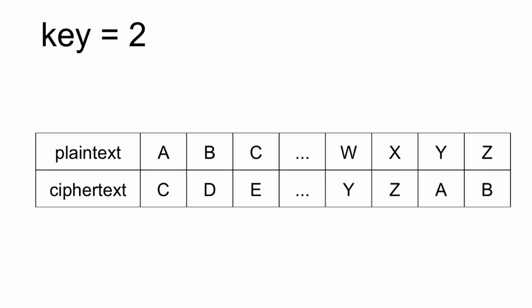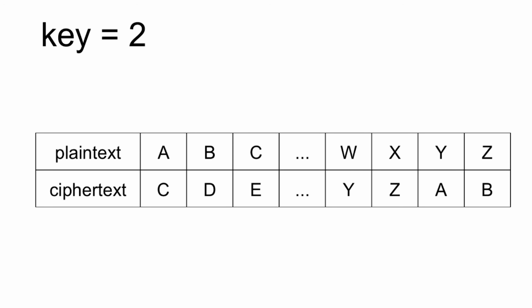So let's start with an example. Say you wanted to encode the entire alphabet with a key of 2. Well, your entire alphabet would just be shifted 2 letters. So A would encode to C, B to D, C to E, so on and so forth until you get to X, which encodes to Z.